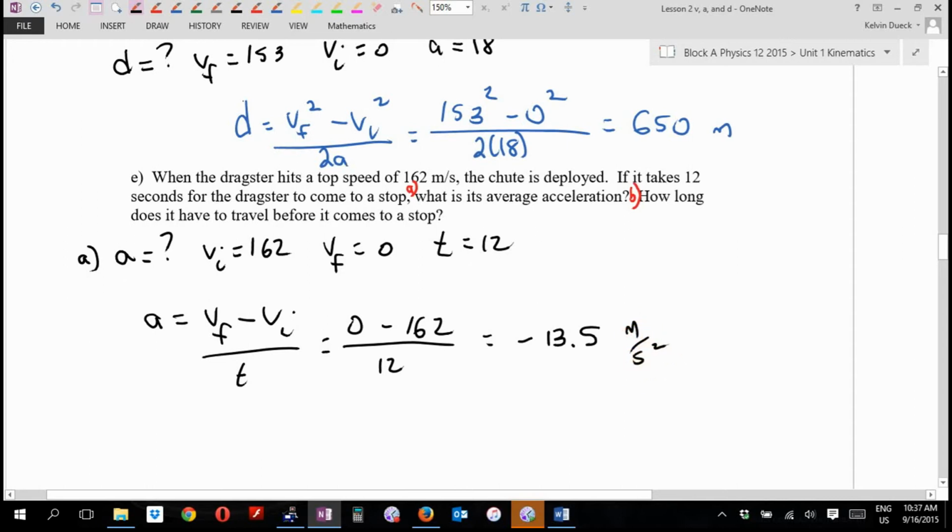Who remembers how big is 1g of acceleration? Negative 9.8. So this would be about a g and a half. You'd feel yourself being, you'd feel like you were being thrown forward. Okay.